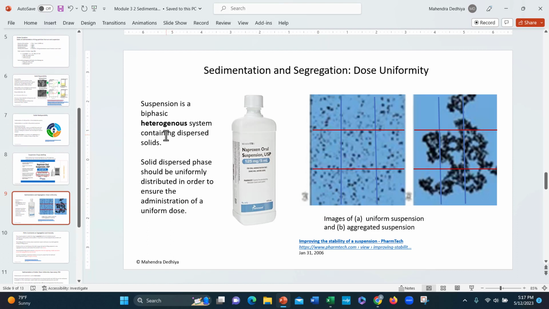Suspension is a biphasic heterogeneous system. There are two different phases. Solid phase should be uniformly distributed in order to assure uniform dosing. Suspension will come in bottles like this. You cannot see inside whether the suspension has settled or it is homogeneously distributed. If suspension is distributed uniformly, the micropicture of it looks like that. If it's aggregated, this is what suspension would look like, and we will get non-uniform drug dosing.